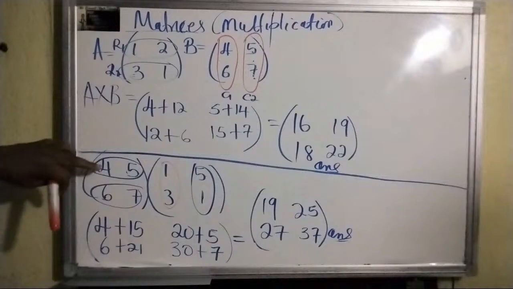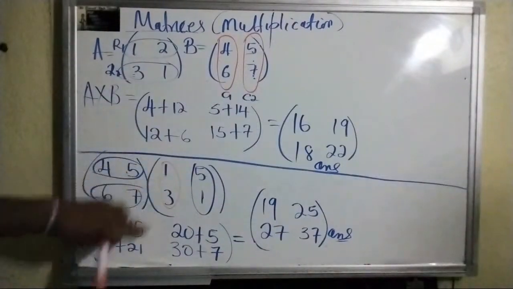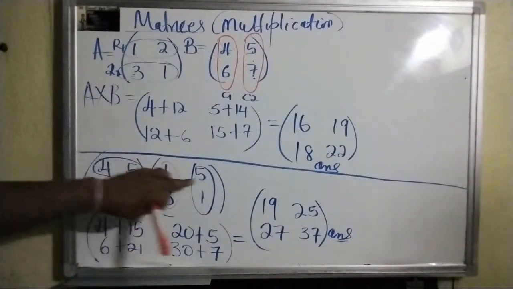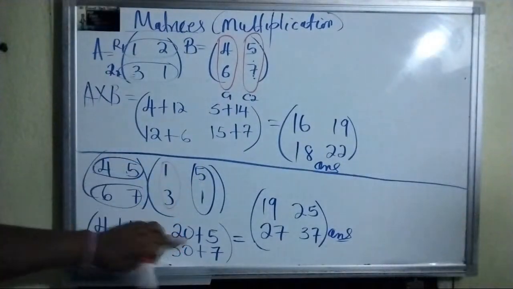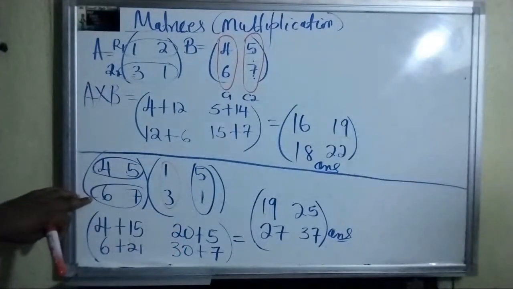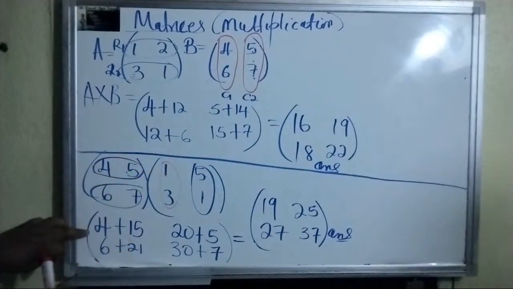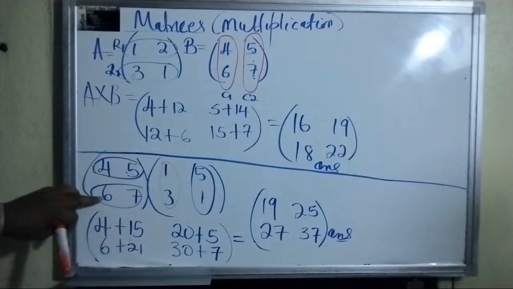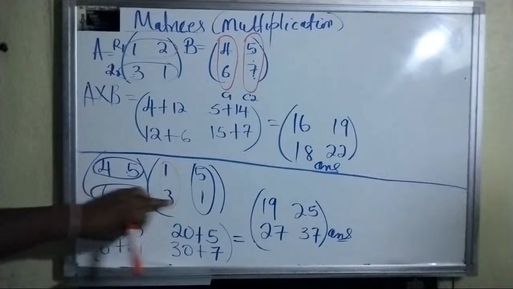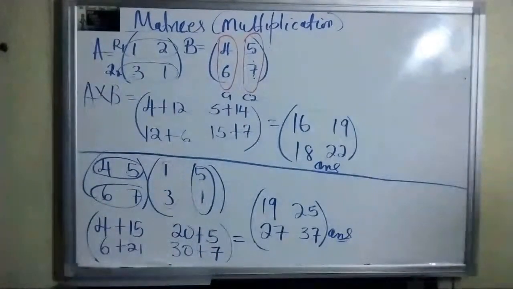So let me just go over it. 4 ones 4, 5 threes 15. That's correct. 4 5s 20, 5 ones 5. Done. On to row 2 now. 6 ones 6, 7 threes 21. That is correct. 6 5s 30. 7 times 1, 7. Alright, so that will be 19, 25, 27, and 37.